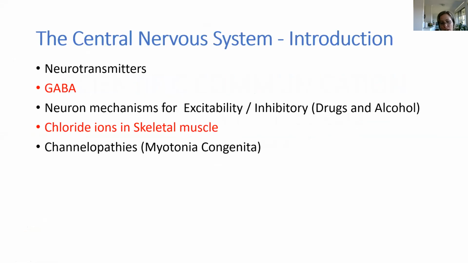My presentation will cover central nervous system topics. I will be touching on the role of neurotransmitters in the body, with GABA as the neurotransmitter we will be focusing on, neuron mechanisms for excitatory and inhibitory responses, drug and alcohol effects on the CNS, the role of chloride ions in skeletal muscle, and lastly, channelopathies, in this case a disorder named myotonia congenita.